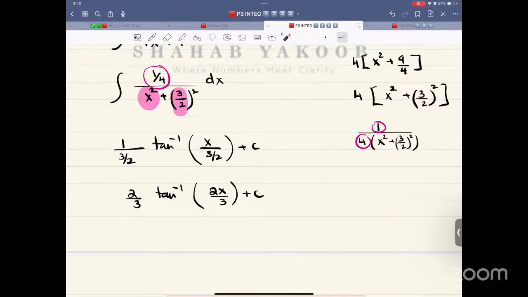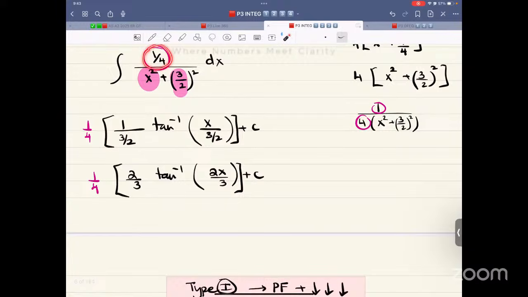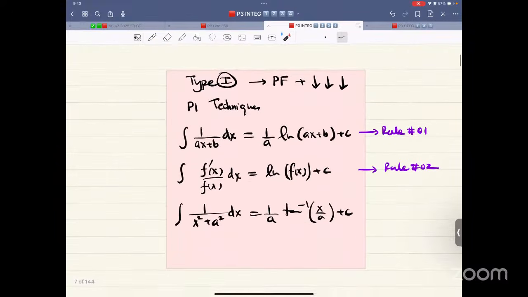Now over here, this is 1/4 as it is. And this thing is 1 over 3/2 tan inverse x over 3/2 plus c. That 1/4 remains as it is, because I was laser-sharp focused on the denominator. So don't forget the numerator. Basically, type 1 kind of questions, the P1 techniques, partial fractions and all this, whether it gives you ln or whether it gives you tan inverse.